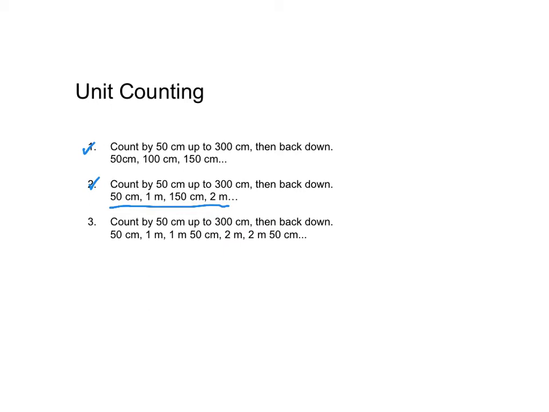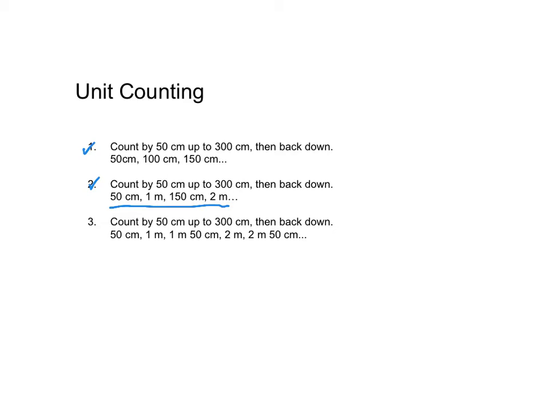50 centimeters, 1 meter. 150 centimeters, 2 meters. 250 centimeters, 3 meters. When we get to the 3 meters, we're going to come back down. So now we'll start with 3 meters. 3 meters, 250 centimeters, 2 meters, 150 centimeters, 1 meter, 50 centimeters. It seems like it'll be super straightforward, but it can be a little bit tricky as you're coming back up and down.